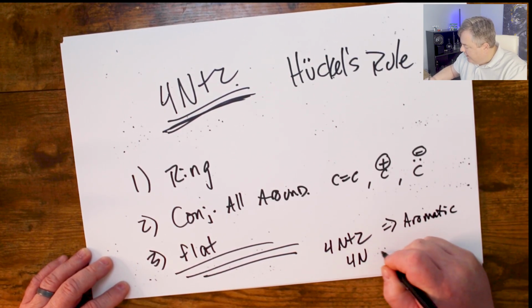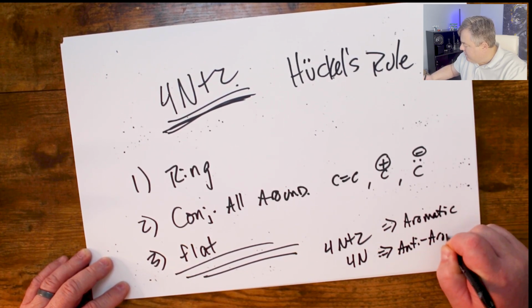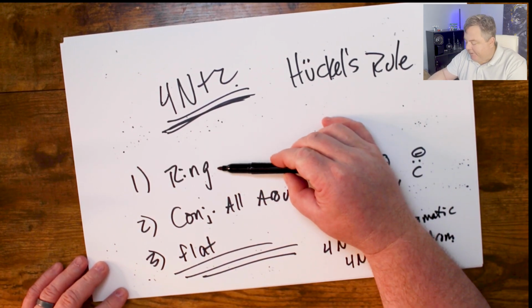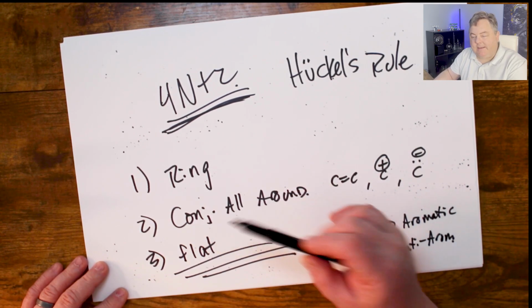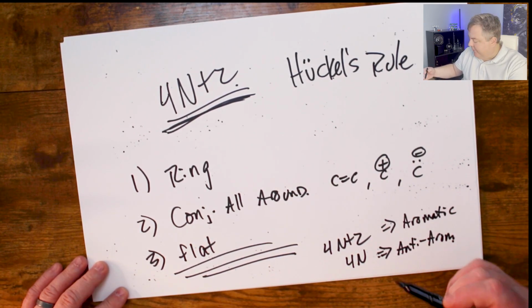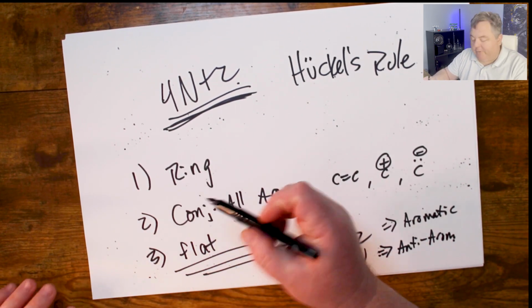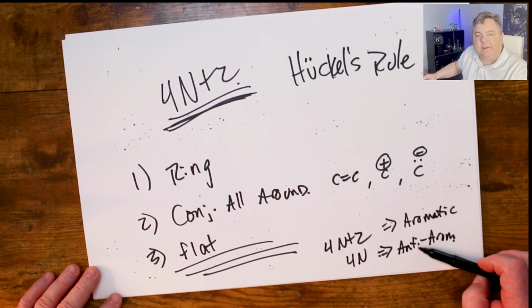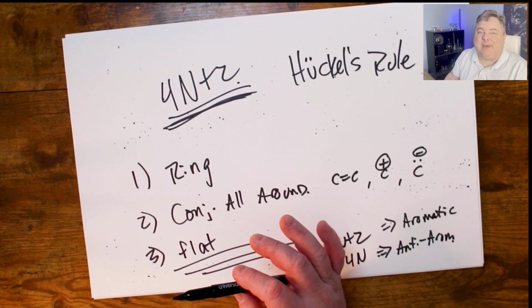Or if it's 4n electrons, that would make it anti-aromatic. If you're missing any of these things, if it's not a ring, if it's not conjugated all the way around, if it's not flat, then you're neither of these things. Then you would be non-aromatic, nothing at all. But if you have all of these things, then you have to analyze it and see if you're aromatic or anti-aromatic. The best way to learn this is to practice a lot of problems.